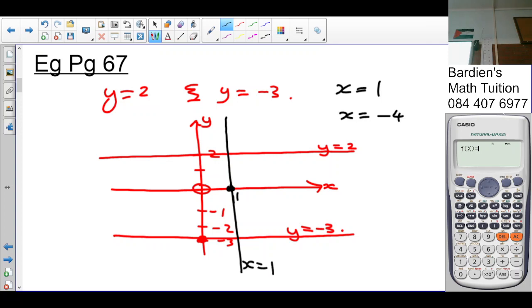Now you draw in the graph of x equal to minus 4. The same. You don't have time now to draw every time on your axis.